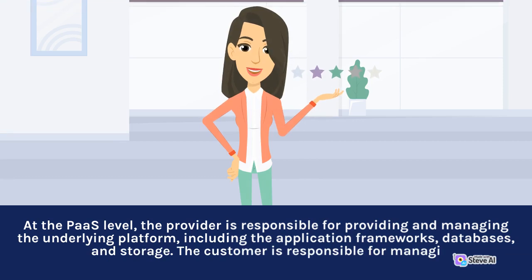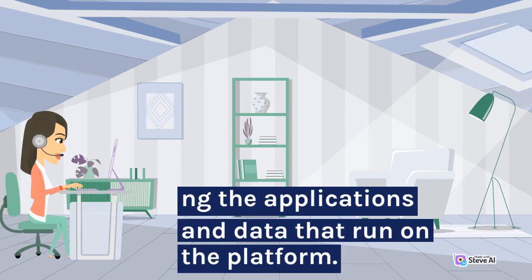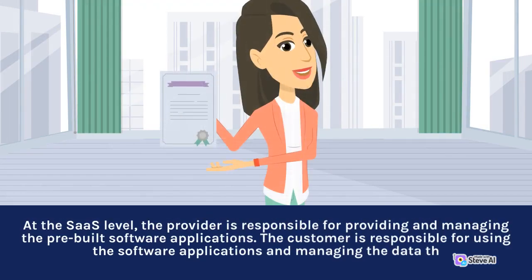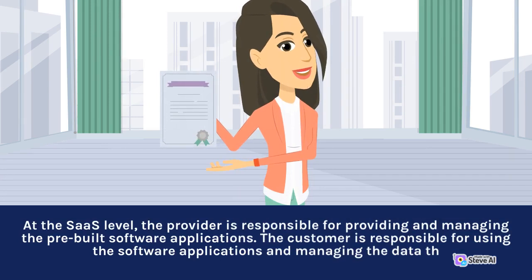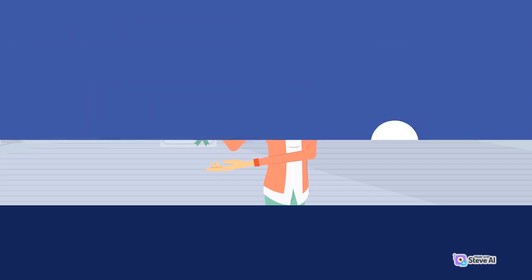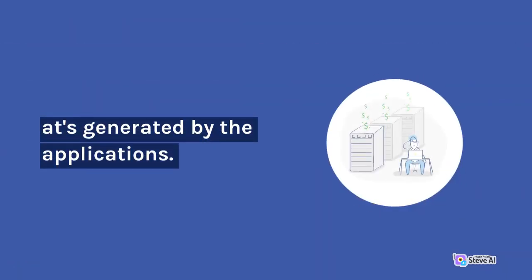At the PaaS level, the provider is responsible for providing and managing the underlying platform, including the application frameworks, databases, and storage. The customer is responsible for managing the applications and data that run on the platform. At the SaaS level, the provider is responsible for providing and managing the pre-built software applications. The customer is responsible for using the software applications and managing the data generated by the applications.